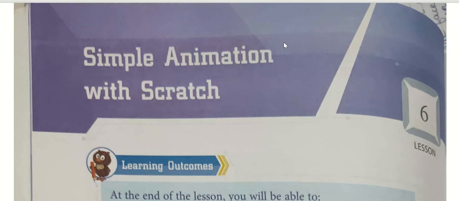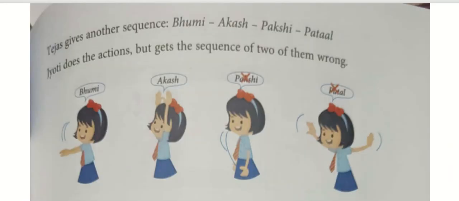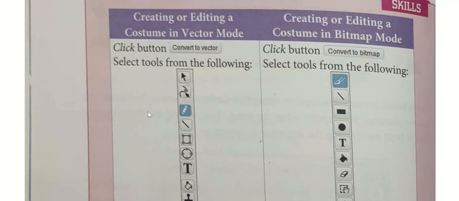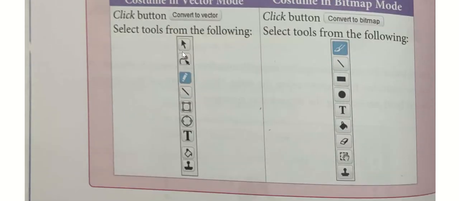Welcome dear students. So today let's once again continue with lesson number 6, simple animation with Scratch. Now in this lesson, firstly we have learned how we can change the costume of a sprite. Then we also came to know that if we want to draw a new costume or a new sprite, then we can use the paint method. Then we came to know the different types of tools present in the paint method.